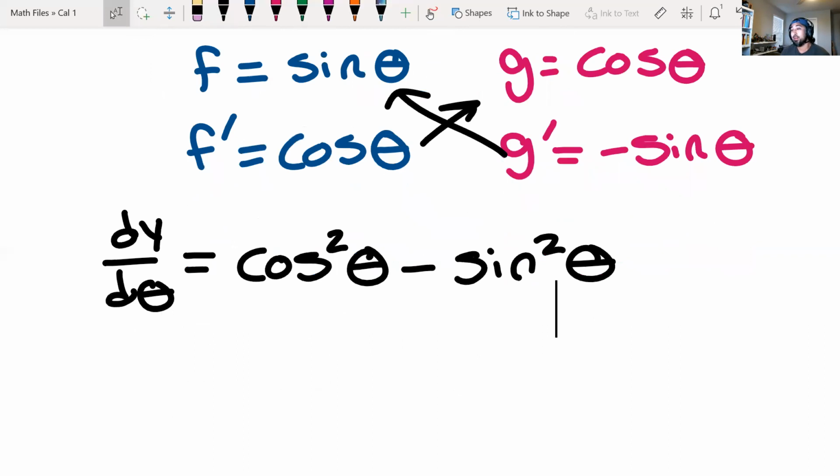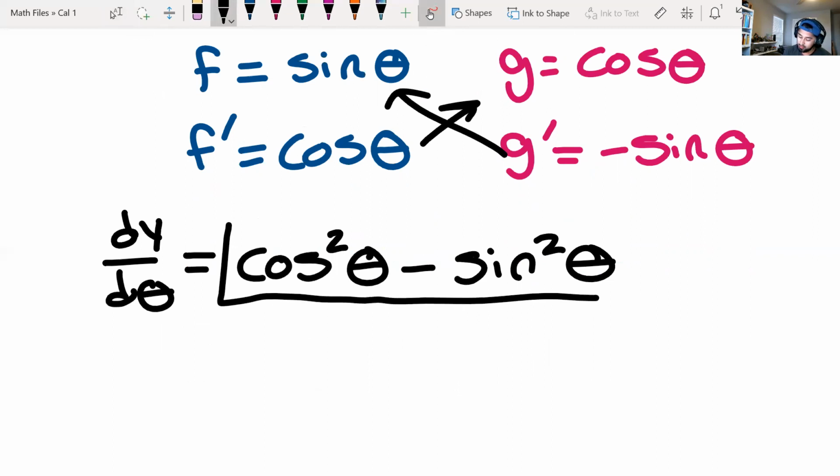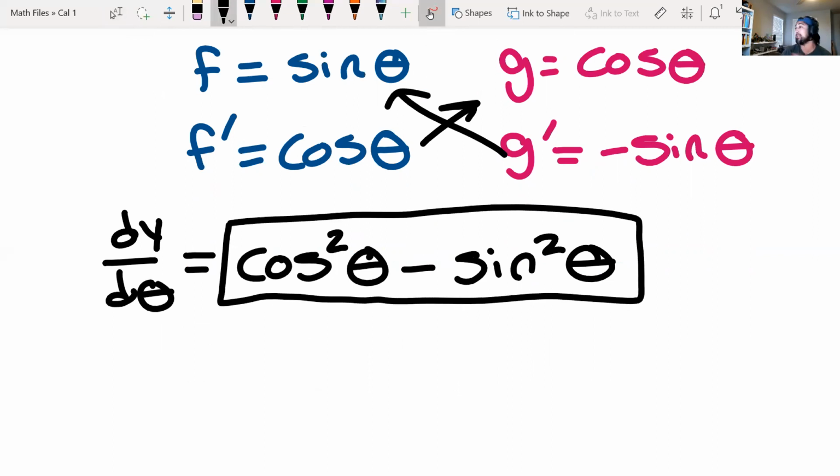Okay. Now this is an okay answer, but does anybody know the trig identity for cosine squared minus sine squared? 1. That would be if it was plus. Sorry, plus.